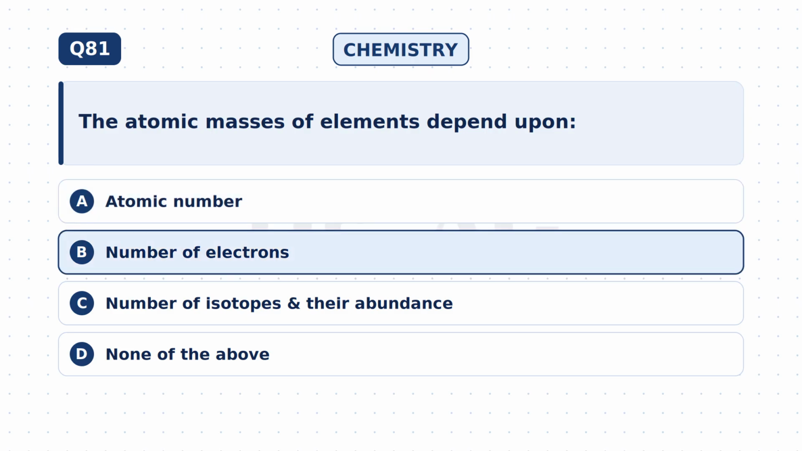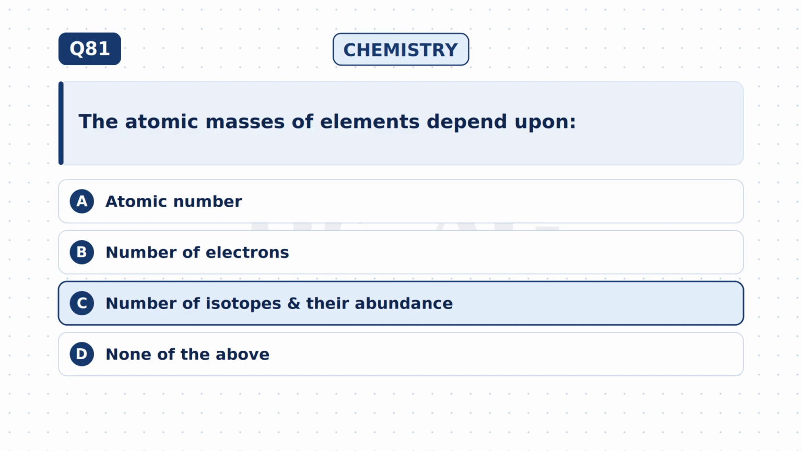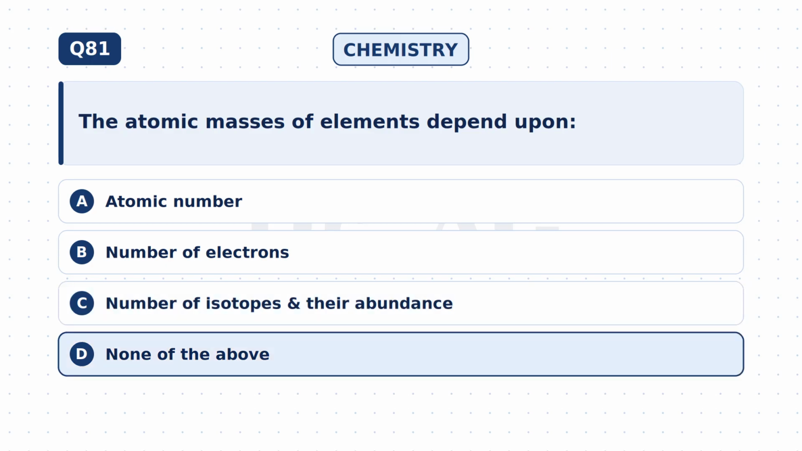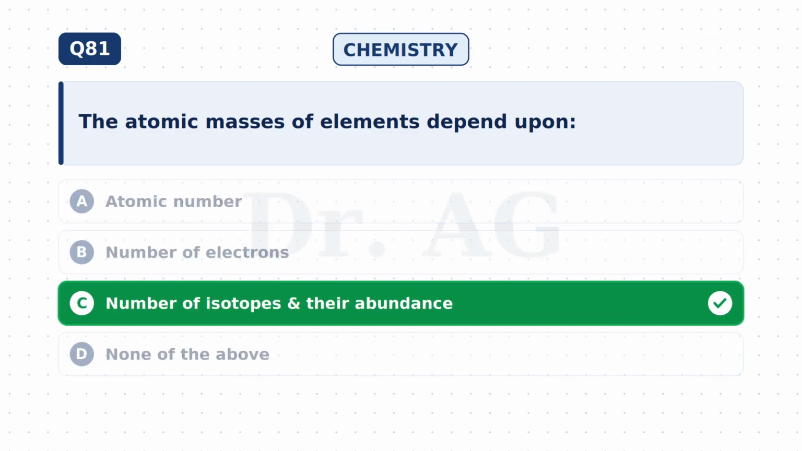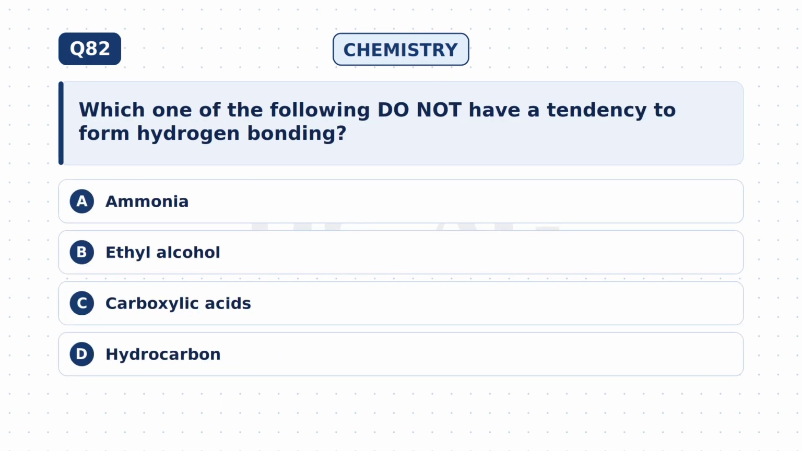Option B, number of electrons. Option C, number of isotopes and their abundance. Option D, none of the above. The correct answer is C, number of isotopes and their abundance. Question 82. Which one of the following do not have a tendency to form hydrogen bonding?